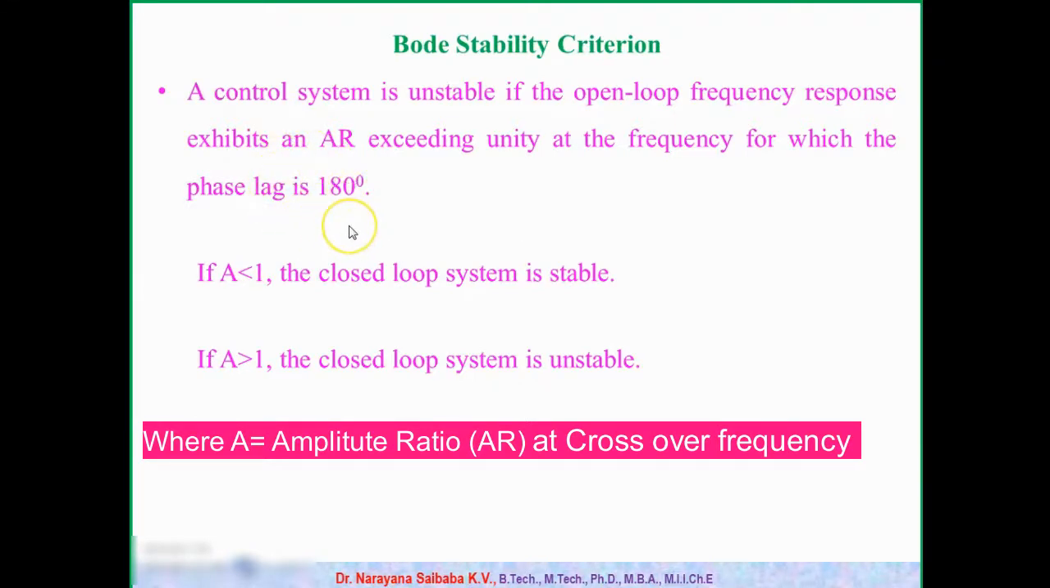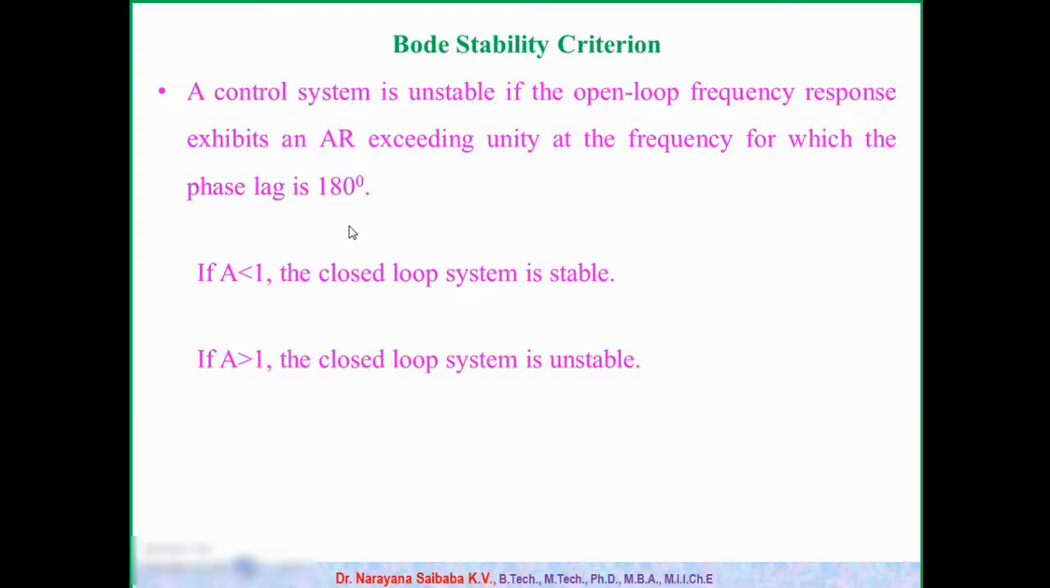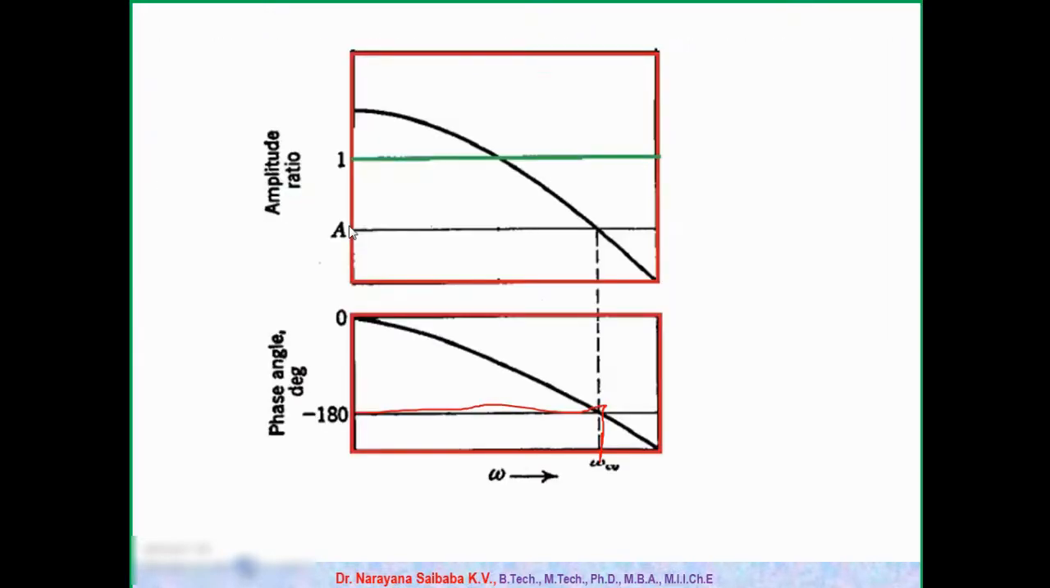According to this Bode stability criterion, if amplitude ratio is less than 1 at the crossover frequency, the closed loop system is stable. If amplitude ratio is greater than 1 at the crossover frequency, the closed loop system is unstable. So to determine the stability, first we have to determine the crossover frequency. From the figure we'll see how to determine it. Now with an example we'll see how to determine the stability of the system from the Bode diagrams using this Bode stability criterion.